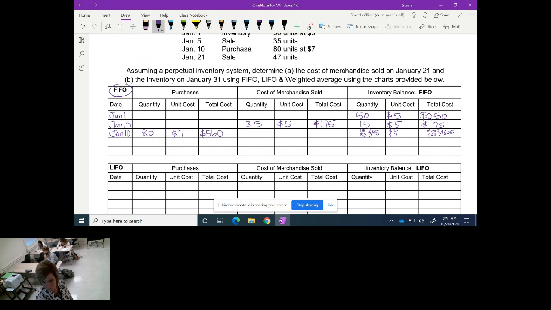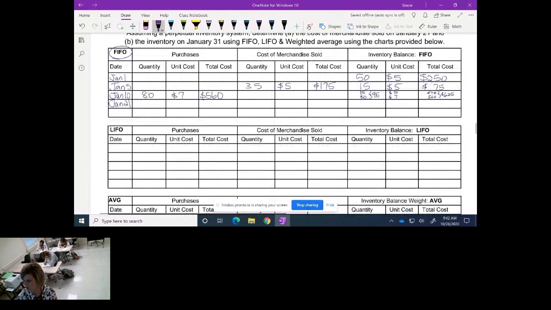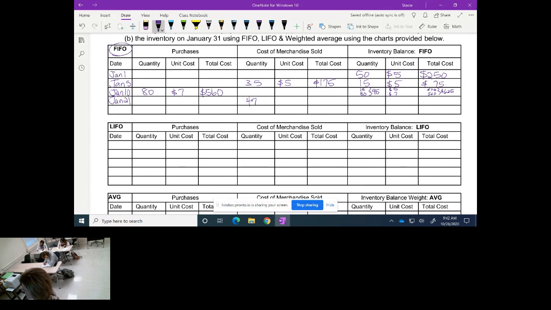January 21, we have a sale. We're selling 47 units, and we're using first in, first out. So we're going to have to break this down. We've got 15 units we're selling at $5, and then we have 32 that we're selling at $7. So our cost is going to be 75 plus 225. So our cost is 300.